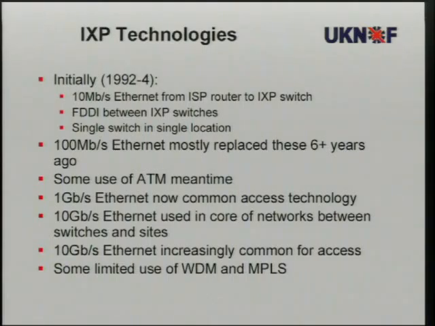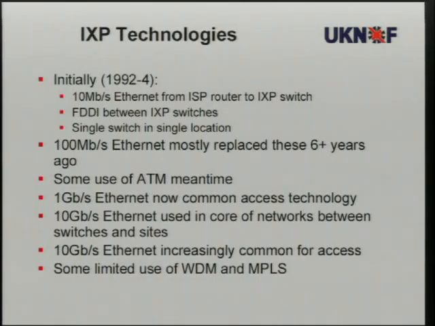But 1 gig Ethernet is now pretty ubiquitous. 10 gig Ethernet, a lot of the exchange operators were very much the bleeding edge of 10 gig, and there was some that was more painful than it needed to be. But typically it's used in the core of the network, between the switches, between the sites. But the bigger exchanges, where they're pushing maybe 50, 60, 100 gig of traffic, the 10 gig is quite often used to connect the actual members to the exchange as well.